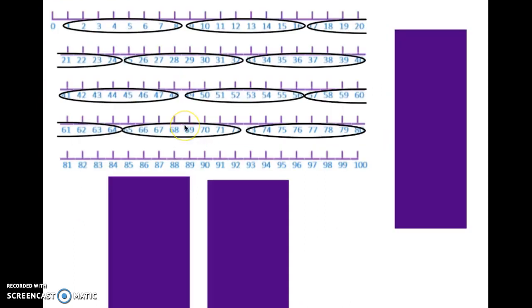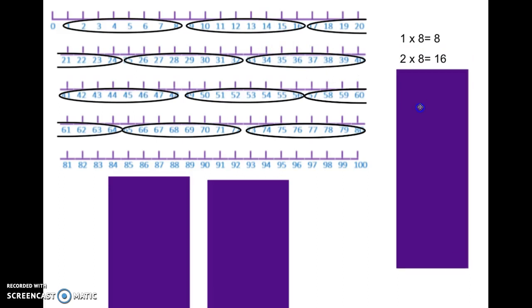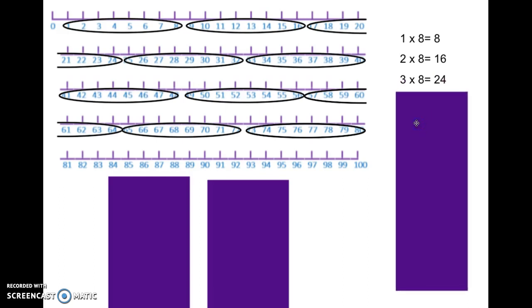Alright, we're going to start actually with our 8s today, and let's look at the patterns that we see. Again, you can use one of the whiteboards and circle and follow along with me, or you can look at what we're doing up here and just pay attention to each of the sets. So, one set of 8 is 1 times 8, which is 8. Two sets of 8s are 2 times 8, which is 16. Three sets of 8s are 3 times 8, which is 24.